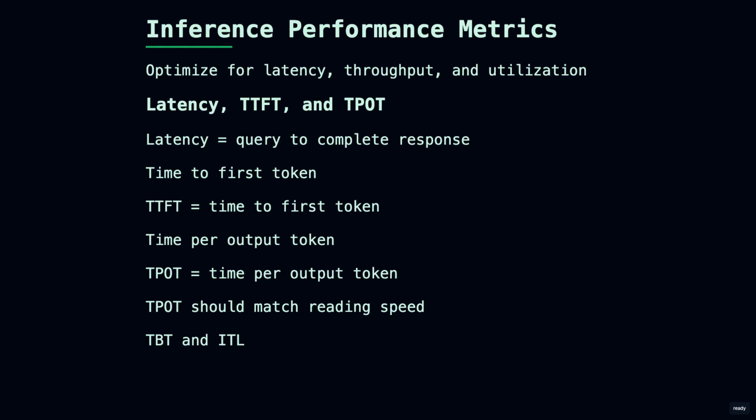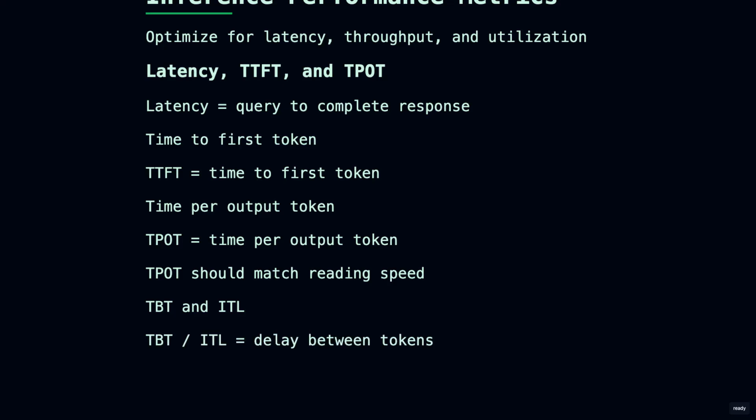You'll also see two closely related terms: time between tokens and inter-token latency. They describe the same general idea: the delay between consecutive output tokens. Both of these metrics focus on the gap from one output token to the next. They're just alternate names for the same timing pattern in generation.